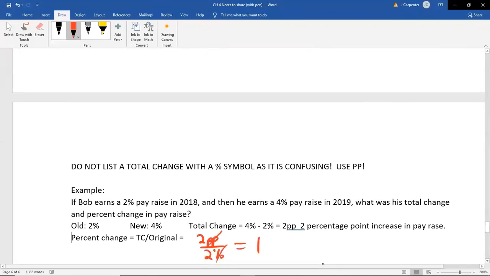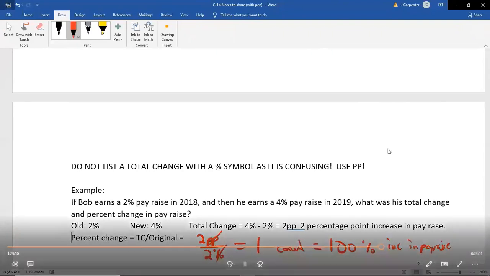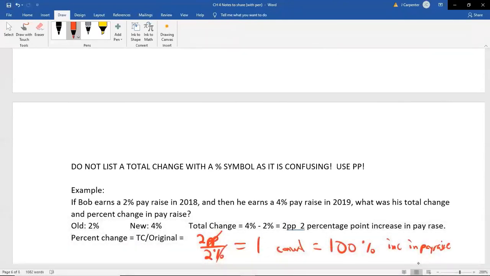Now be careful, this is not 1%, because the value you get here is a decimal. You have to convert this. Move the decimal right twice, and it's 100%. So that's the percent increase in pay raise. So the total change was a 2% increase in pay raise, but we should say percentage points, because the percent change in the 2% versus the 4% pay raise was a 100% increase in pay raise.